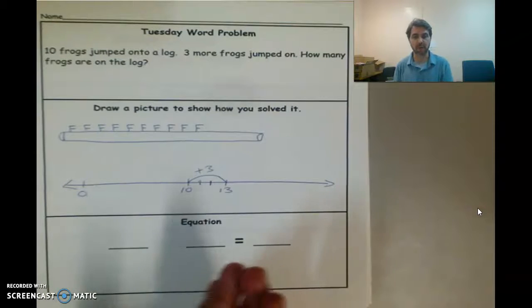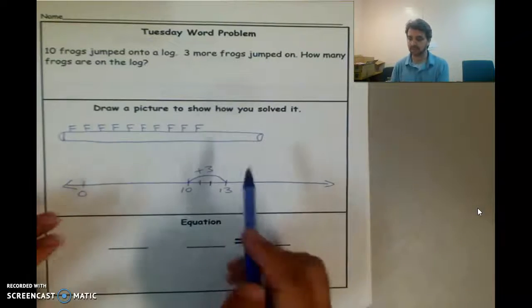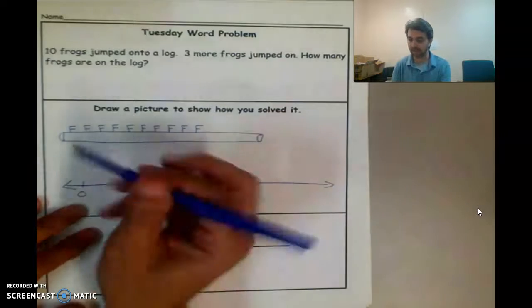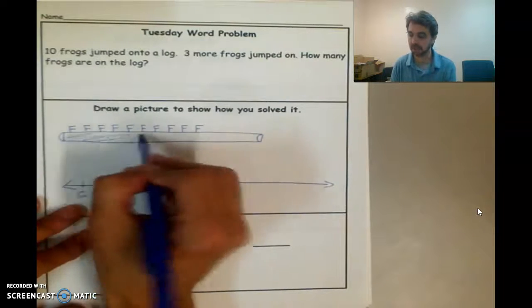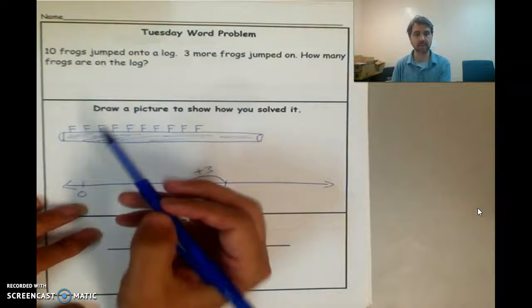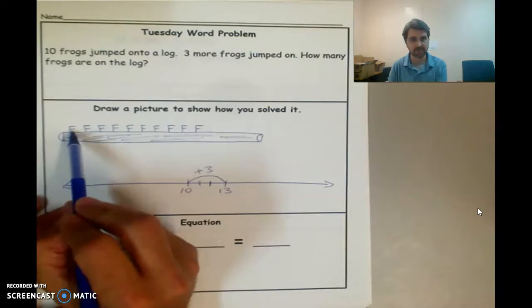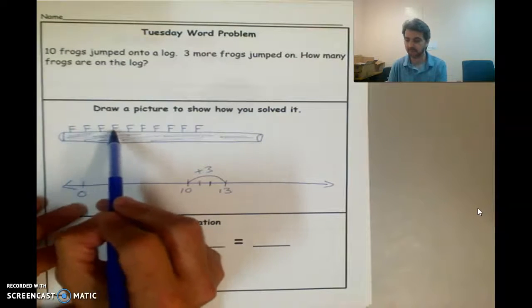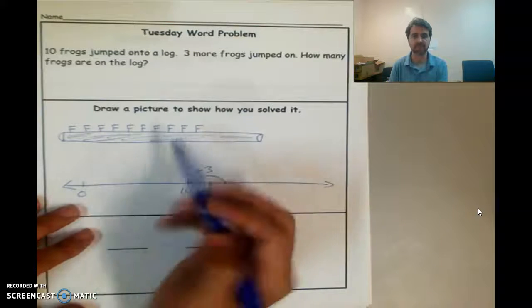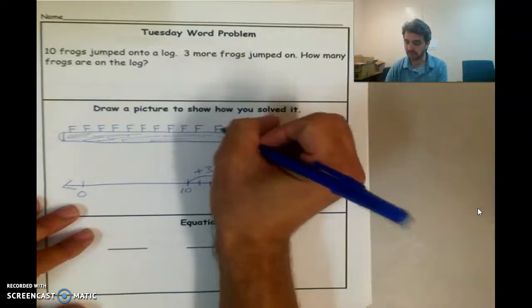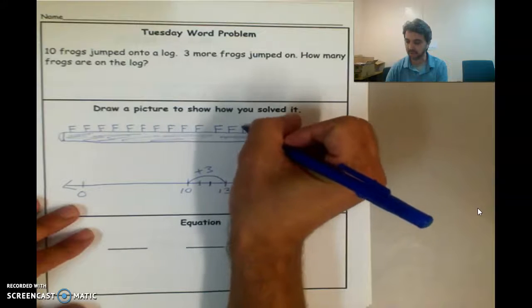So what did you draw? Does it look anything like mine? So here's what I've done so far. I did draw a log. Okay, maybe I should have colored it in a little bit there. Okay, and then I drew 10 F's because each F stands for a frog. So there's 1, 2, 3, 4, 5, 6, 7, 8, 9. There's 10 frogs. And now I'm going to add 3 more. So another frog jumps on, another frog, and another frog.